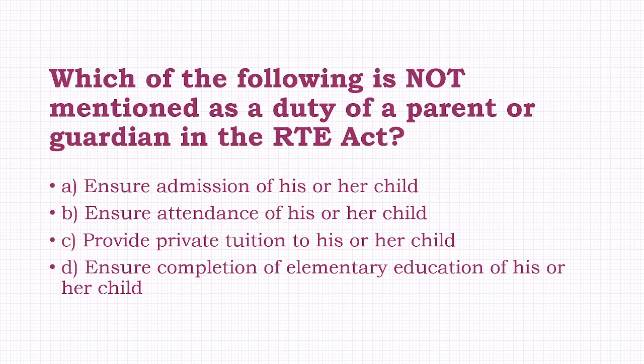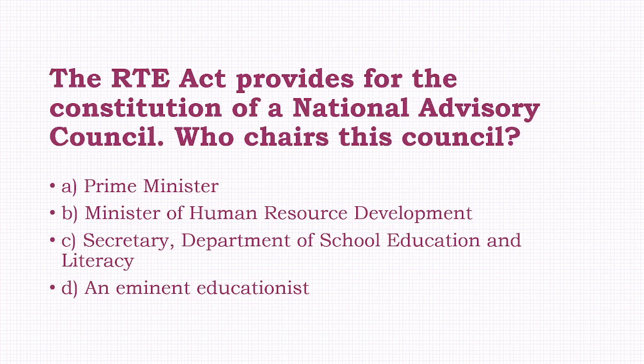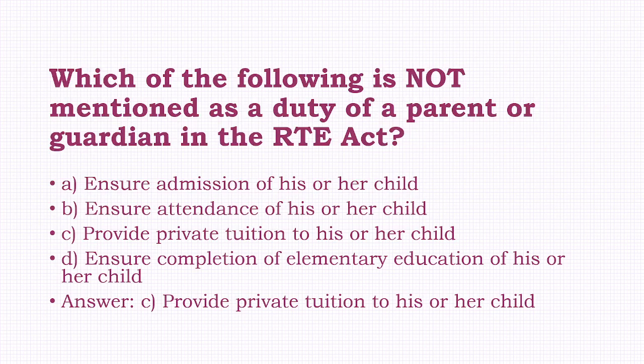Which of the following is not mentioned as a duty of a parent or guardian in the RTE Act? Options: ensure admission of his or her child, ensure attendance of his or her child, provide private tuition to his or her child, ensure completion of elementary education of his or her child. Answer of this question is option C, that is provide private tuition to his or her child.